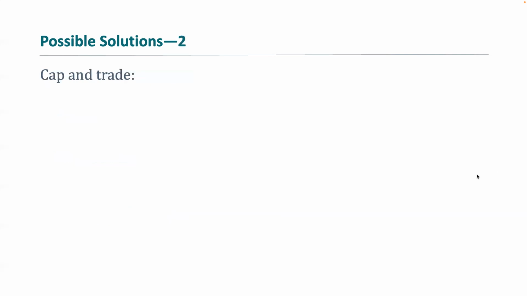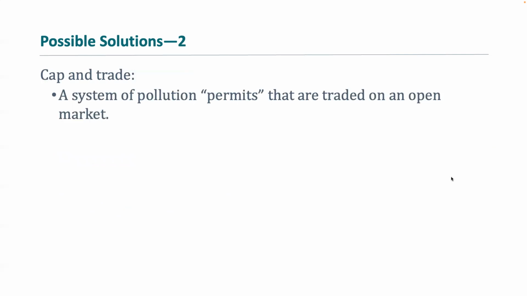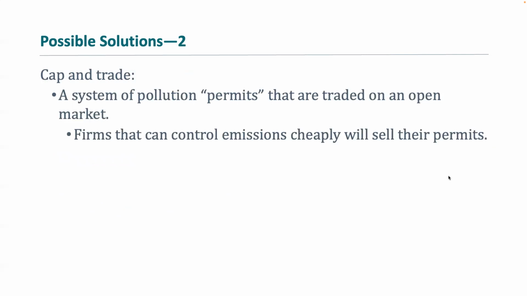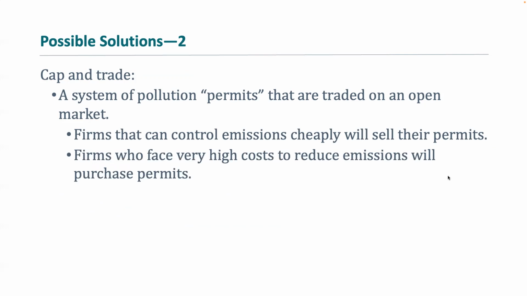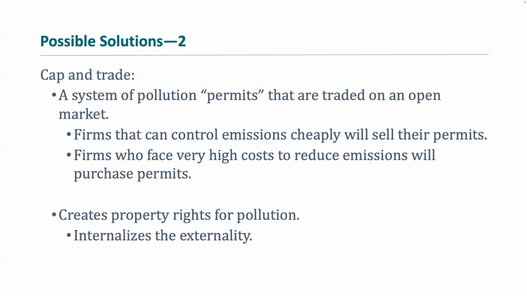Cap and trade is another great way to limit particular externalities. What this does is it gives a sort of pollution permit that can be traded on the open market. Firms that can control emissions cheaply will sell their permits because they don't need them. And firms that have very high costs to reduce emissions will go ahead and purchase permits. This creates property rights for pollution, and it internalizes the externality because now you have to actually pay if you want to be able to pollute.